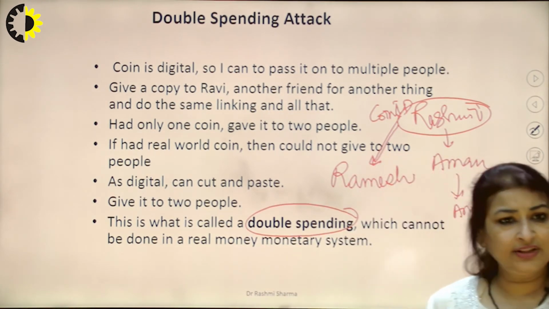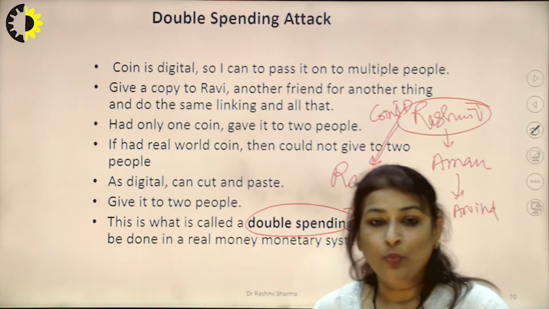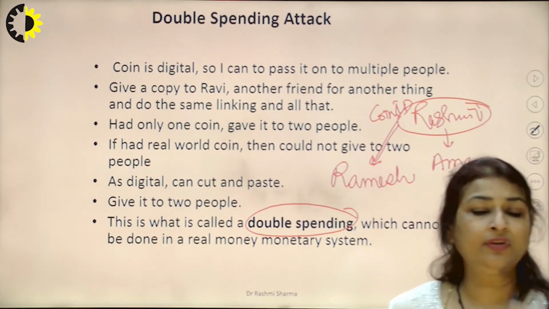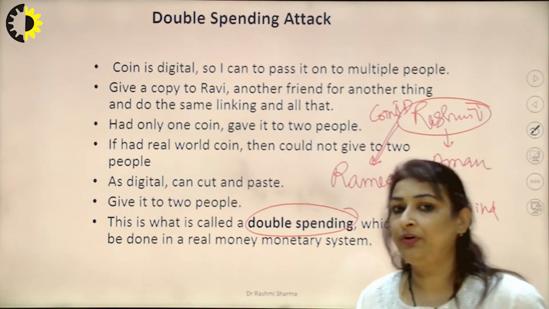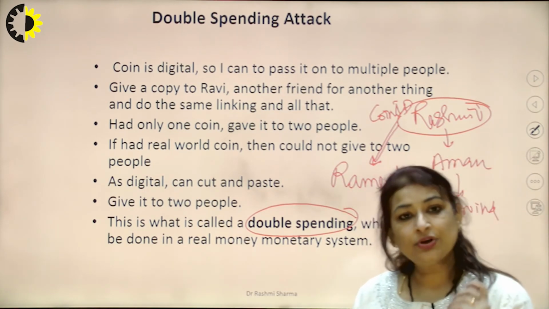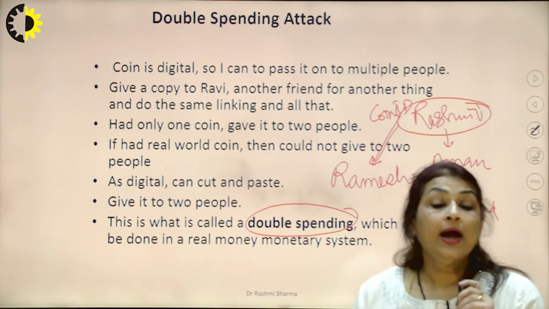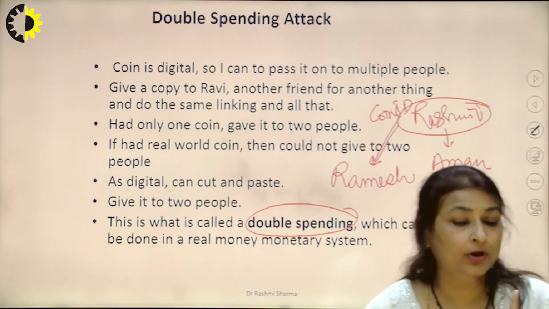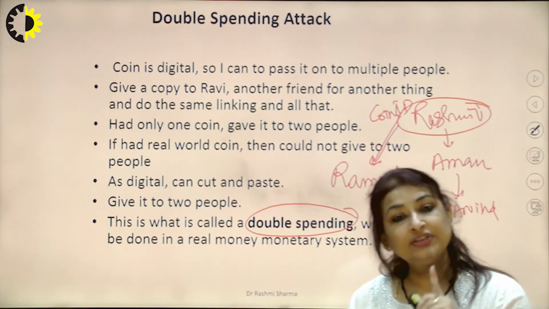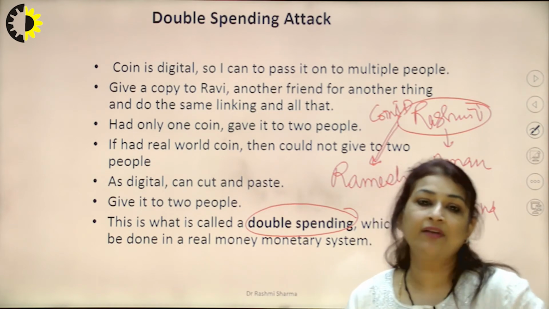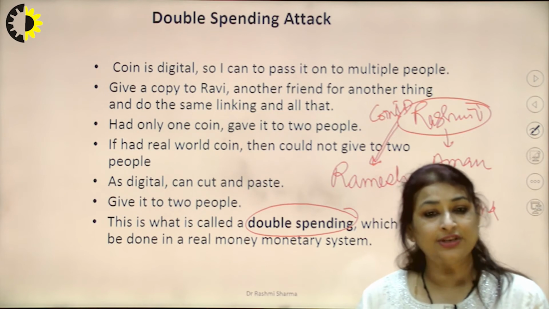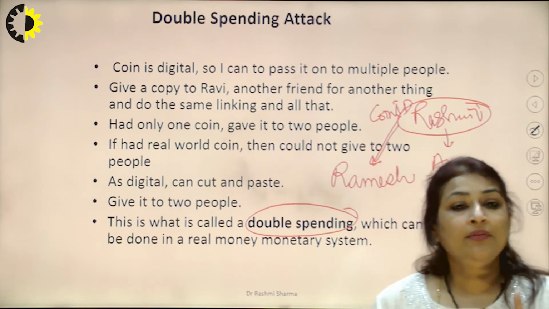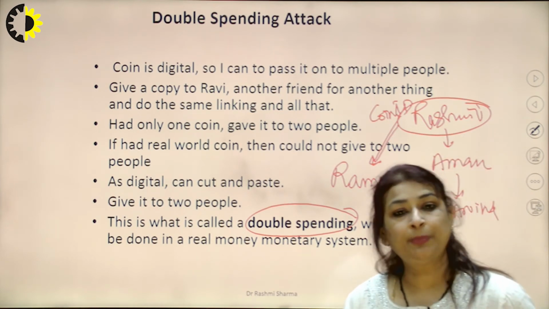When we are having this particular physical monetary system, once I have a 500 rupee note and I've given it to the shopkeeper, I am not the owner of that 500 rupee note again. But in case of the digital coin, I still have that particular coin ID, the private key, because I was the creator, I have that money. But in physical, we don't have it. So in a physical monetary system, we cannot have this double spending attack.